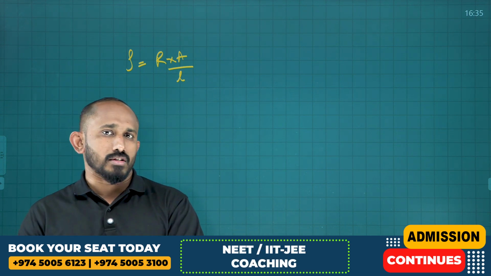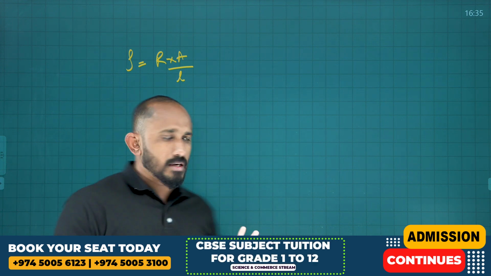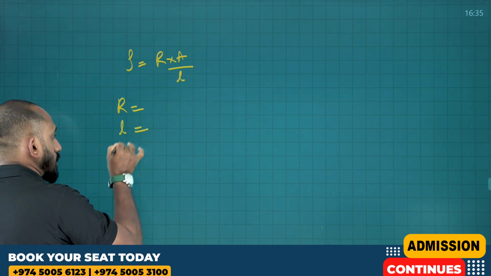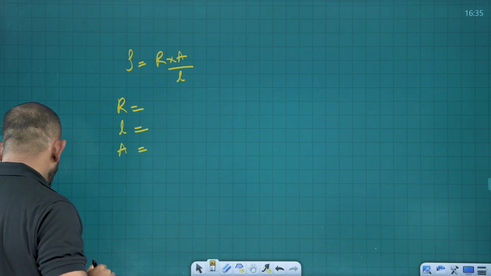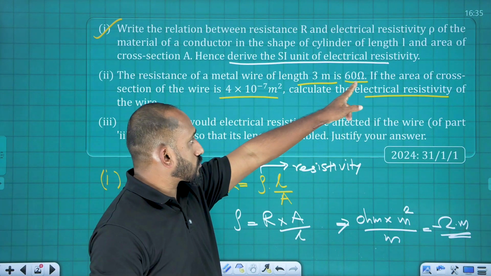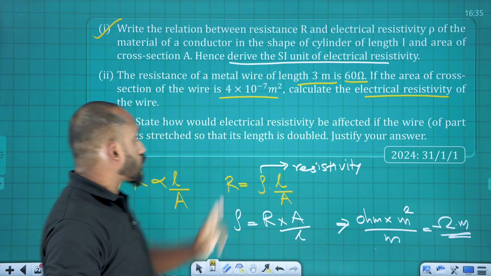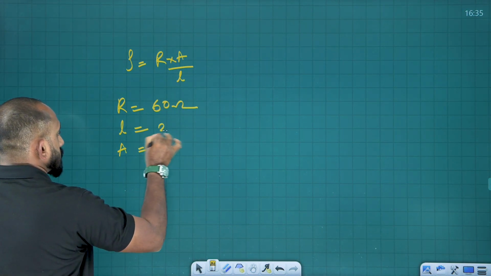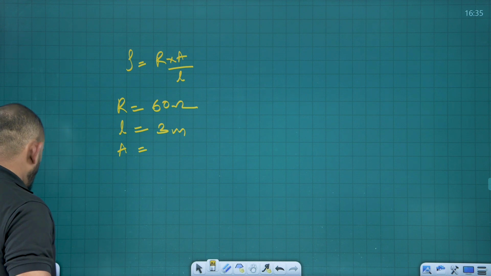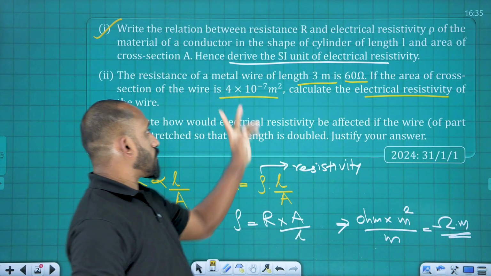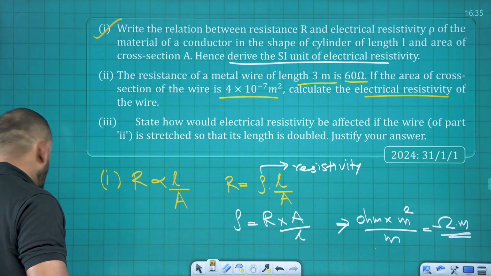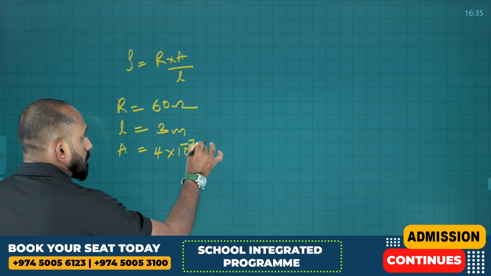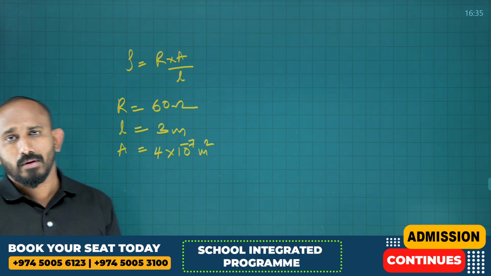Then the last calculation comes. So the expression should be clear. Here, resistance R is given, length is given, and area of cross-section is given. We have resistance is 60 ohm, length is 3 meters, and area of cross-section is given as 4 into 10 raised to minus 7 meters square.